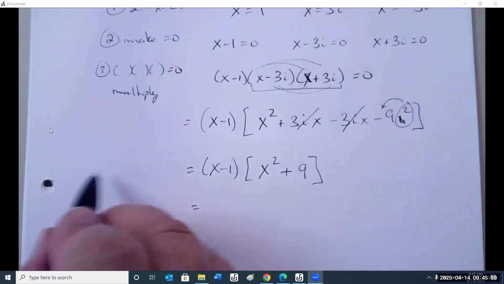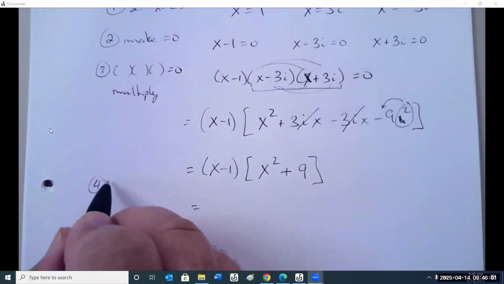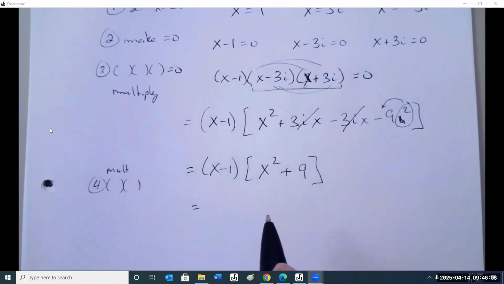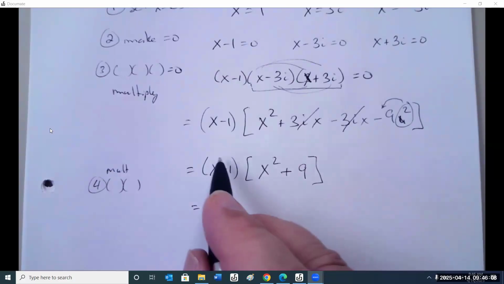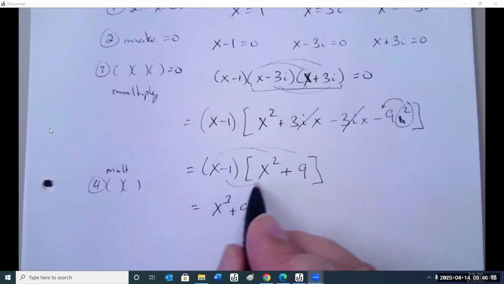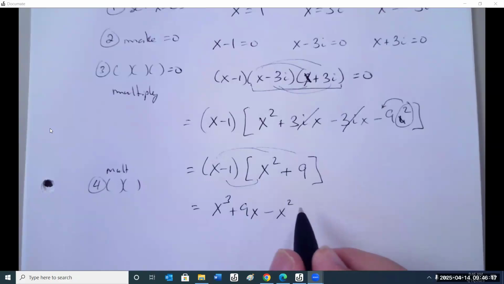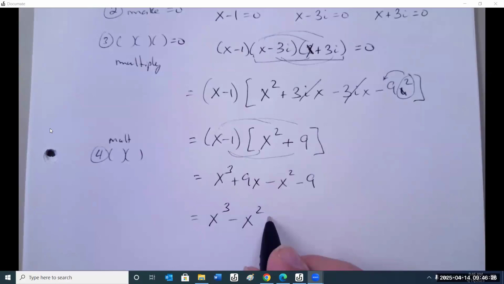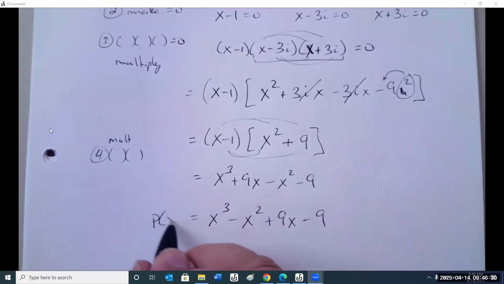And multiply them together. So x times x squared is x cubed. X times positive 9 is positive 9x, minus x squared, minus 9. So we have x cubed minus x squared plus 9x minus 9. That's my polynomial.